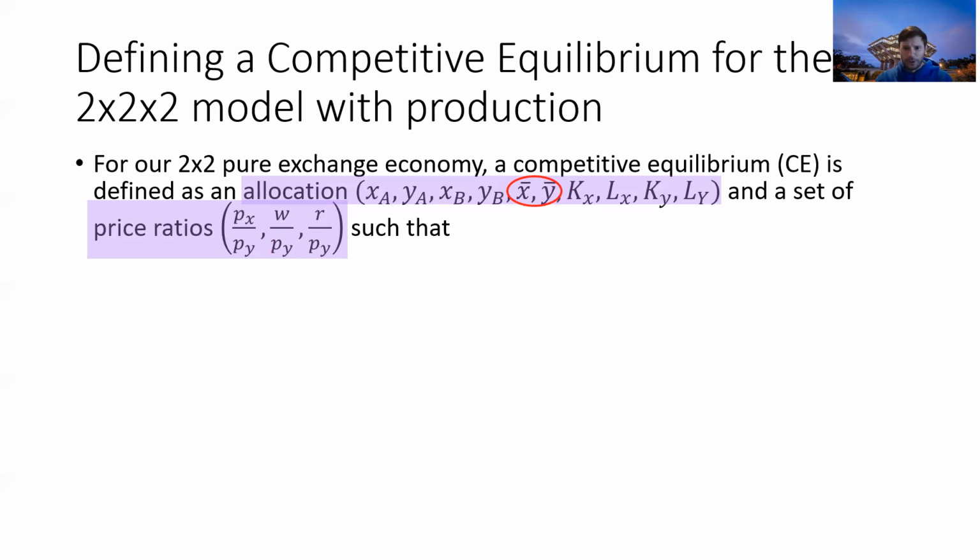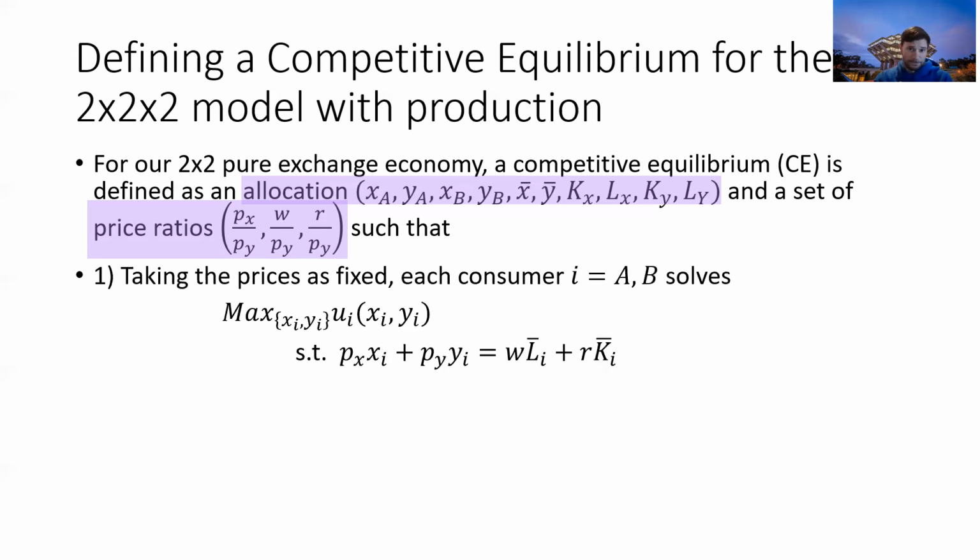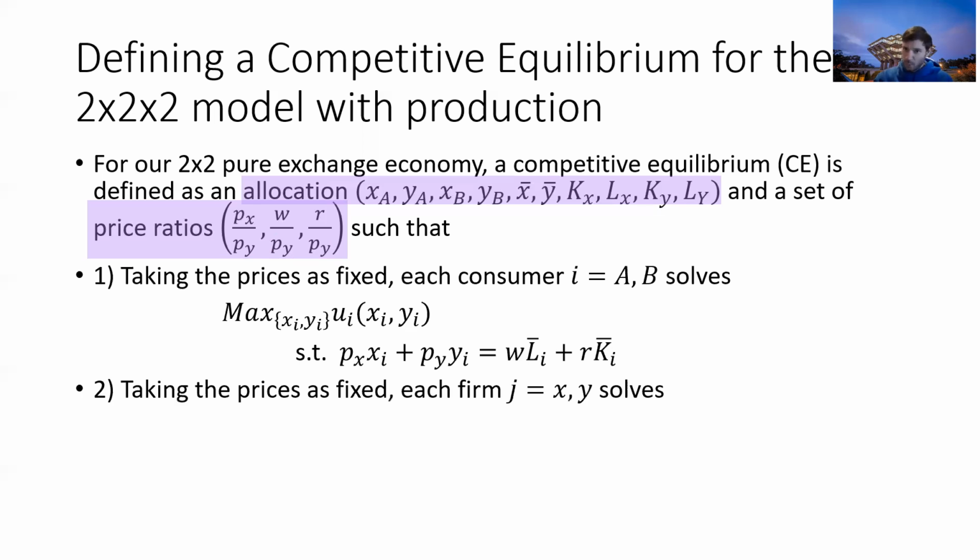But again, moving forward here, the definition of the competitive equilibrium involves an allocation and a set of prices, such that taking the prices as fixed, each consumer solves their utility max problem subject to their budget constraint. Second condition, taking the prices fixed, each firm X and Y maximizes their profits. Okay, they figure out what's the profit maximizing combination of output and input usage, subject to, of course, their technological constraints.